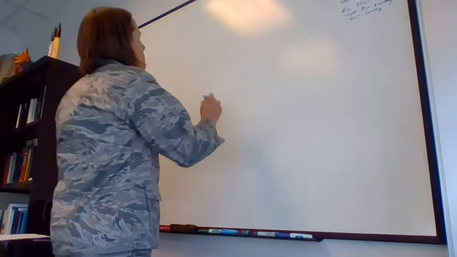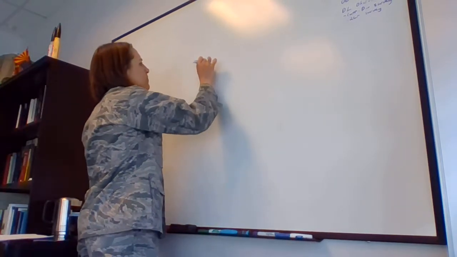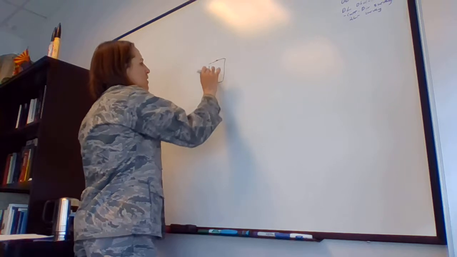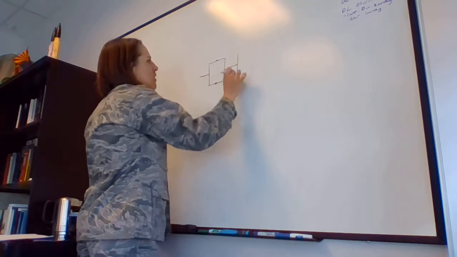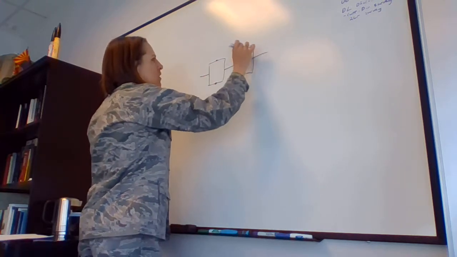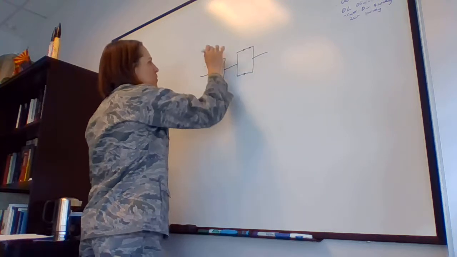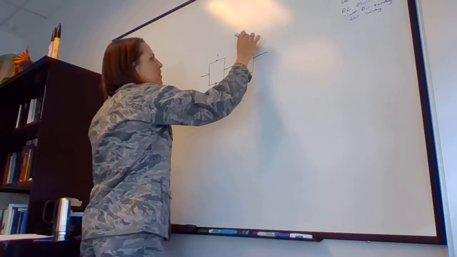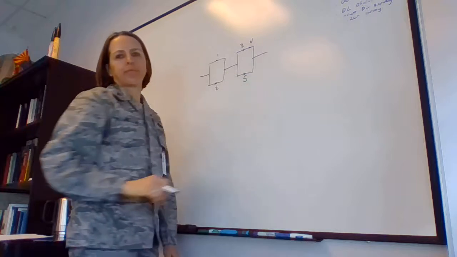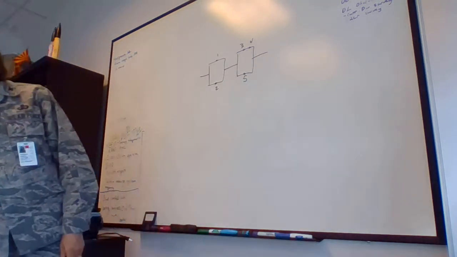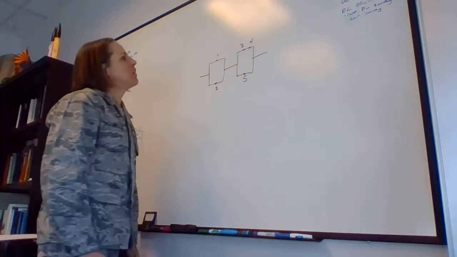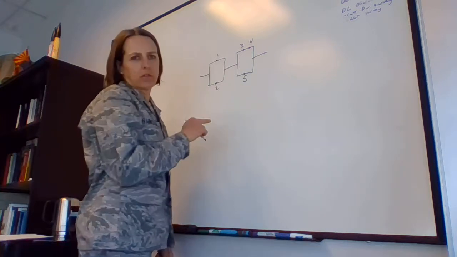Let's say we have a system. The system looks like this. One, two, three, 4, and 5. And we want to figure out the min path set for this particular system.